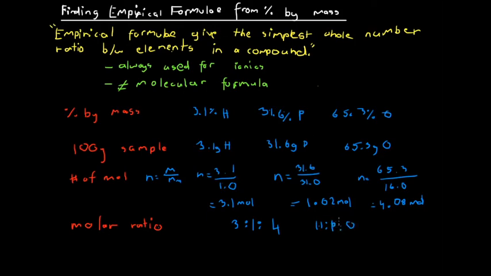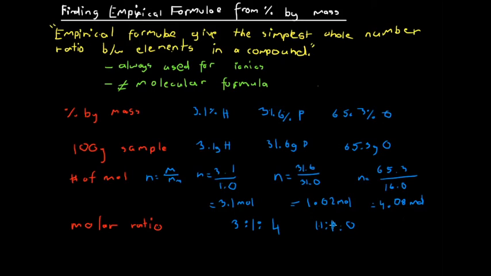Okay, so we've got 3.1, 1.02, and 4.08 mole. And so, 3 times 1.02 is 3.06, but that's pretty much 3.1. If we were to say 4 over 3 times 3.1, that is going to be approximately equal to 4.08. So it's all pretty much spot on.